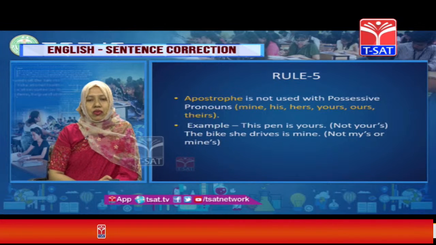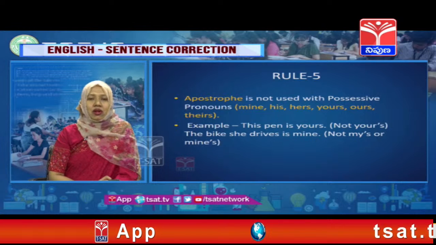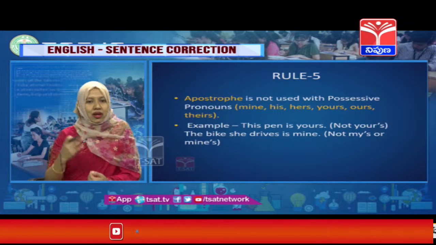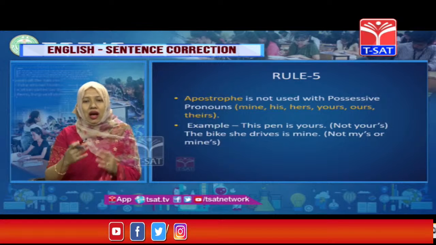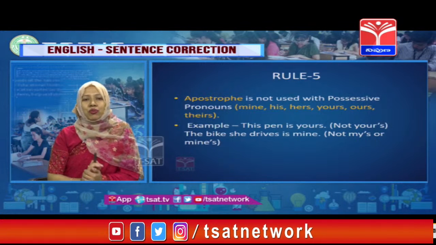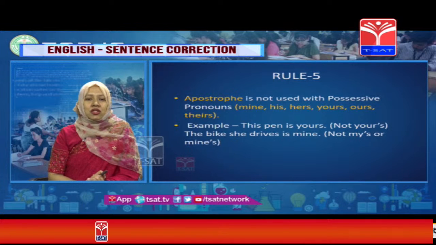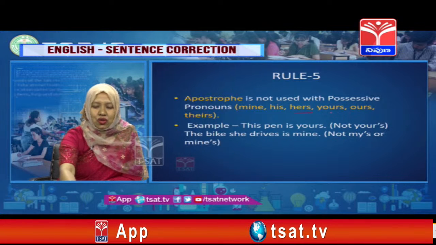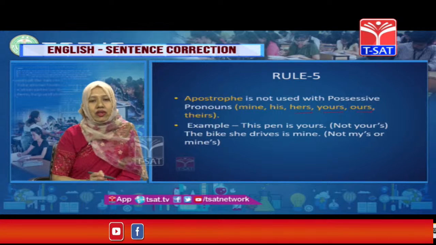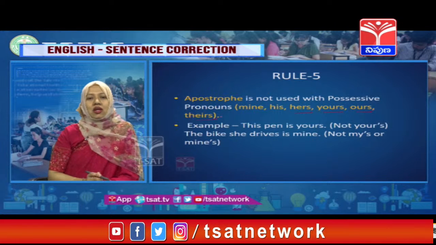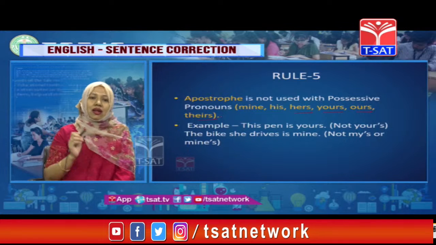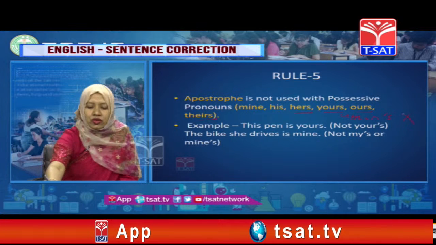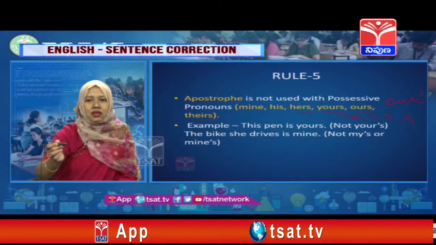Moving to the next rule. Use of apostrophe. An apostrophe should not be used with possessive pronouns. Possessive pronouns like mine, his, hers, yours, ours, theirs, these all are called possessive pronouns. With these possessive pronouns, you can see at the end there is an s. Hers ends with s, yours ends with s, ours ends with s, theirs ends with s. Because there is an s, you should never think that there should be an apostrophe. You should never write your's. This is wrong. You should never write our's. This is also wrong.